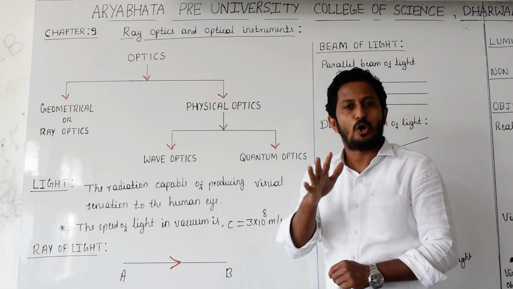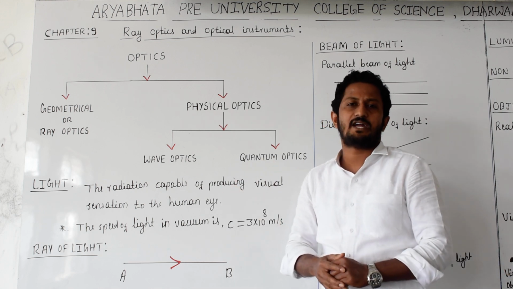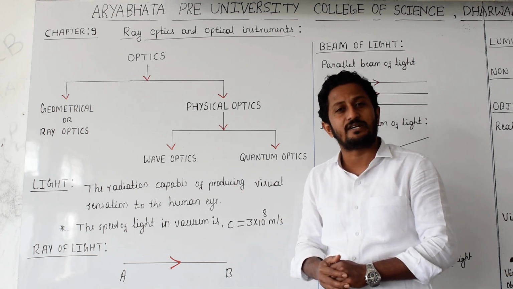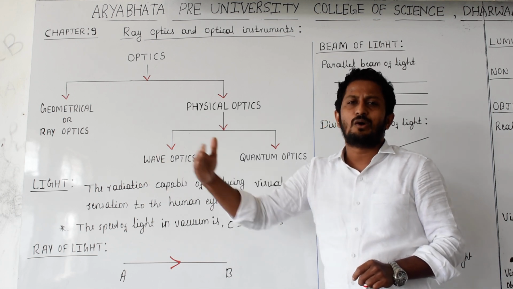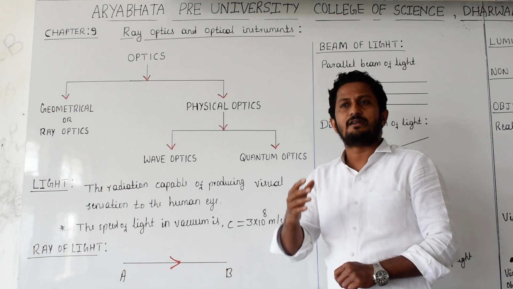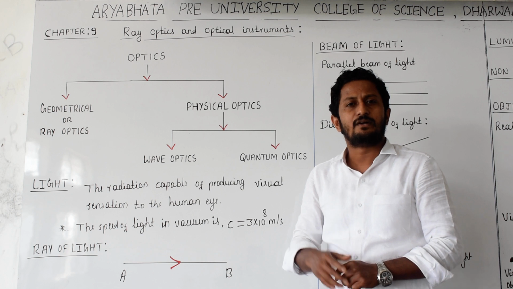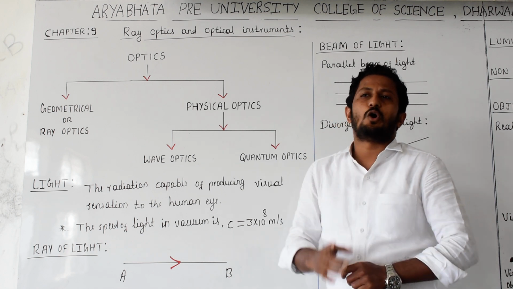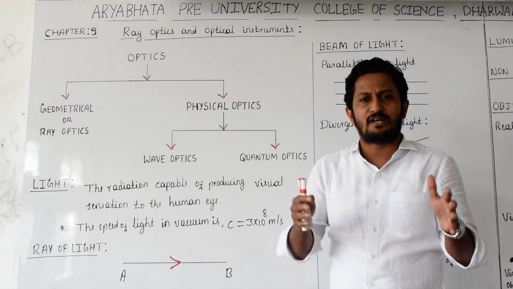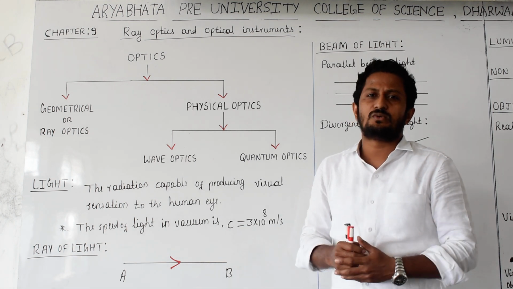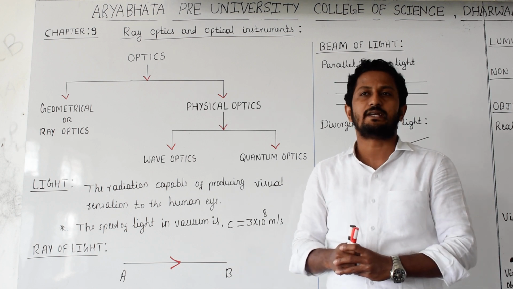Did we understand? Optics means the study of both properties and nature of light. The branch in which we study the properties of light is called geometrical or ray optics, and the branch in which we study the nature of light is called physical optics. In this, our ninth chapter, we are going to study the properties of light only.